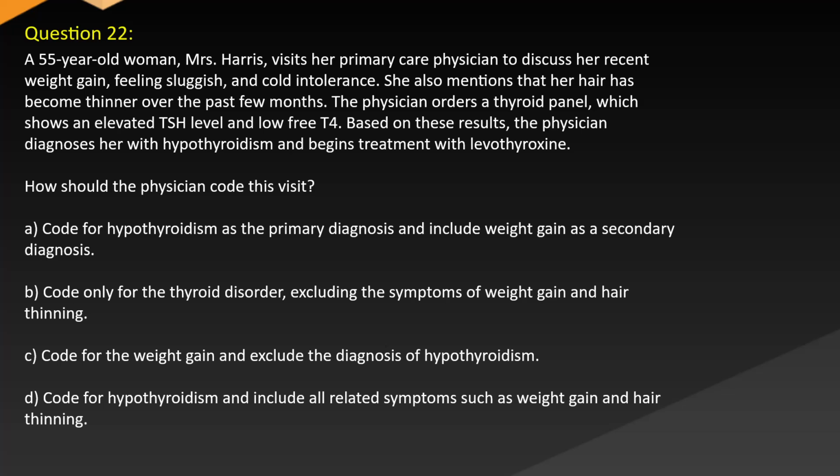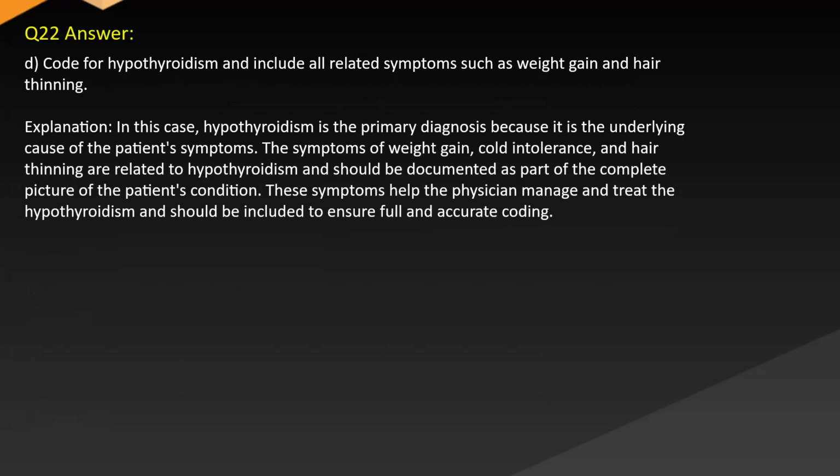A. Code for hypothyroidism as the primary diagnosis and include weight gain as a secondary diagnosis. B. Code only for the thyroid disorder, excluding the symptoms of weight gain and hair thinning. C. Code for the weight gain and exclude the diagnosis of hypothyroidism. D. Code for hypothyroidism and include all related symptoms such as weight gain and hair thinning. Answer: D. Code for hypothyroidism and include all related symptoms such as weight gain and hair thinning.